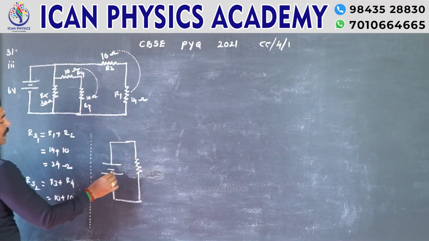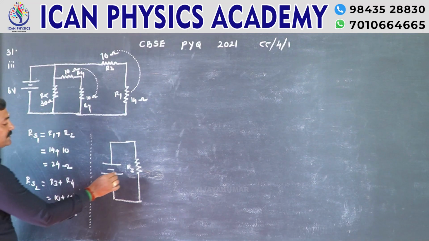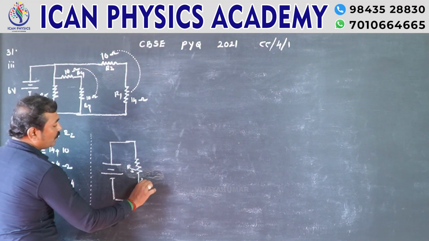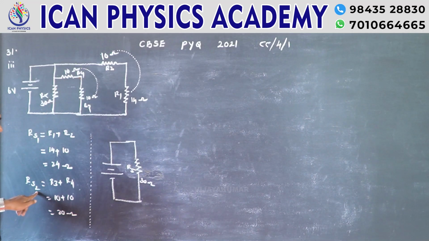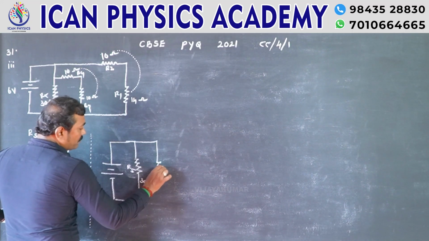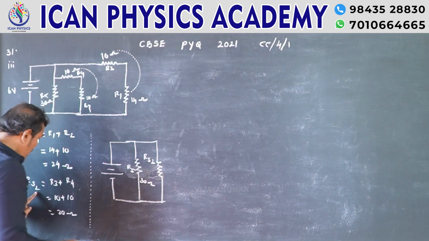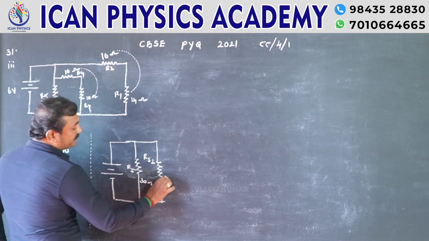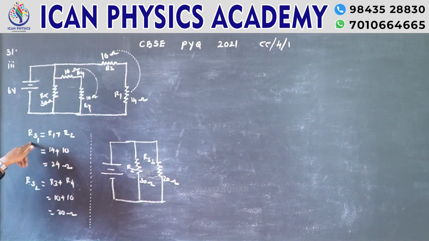So, this is R5. Now, what is the value of R5? It is 30 ohm. Now, R3 and R4 become RS2. Now, it is RS2, and its value is 20. Now, these two become RS1.